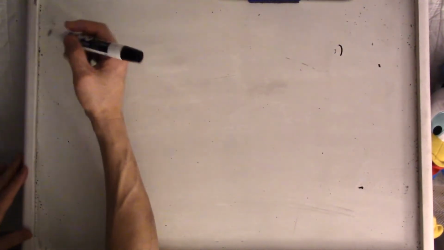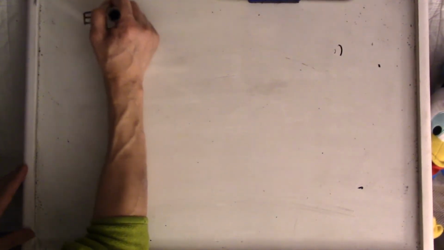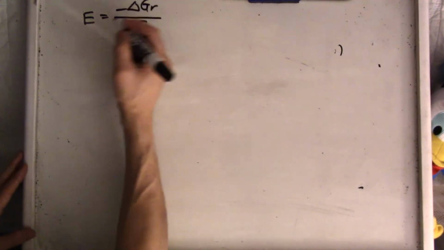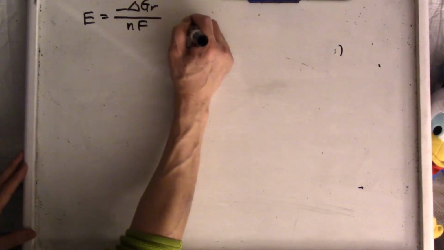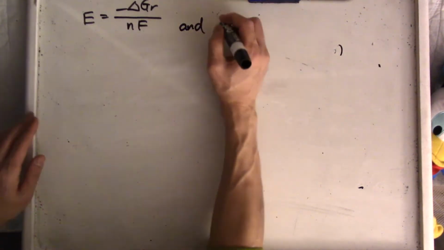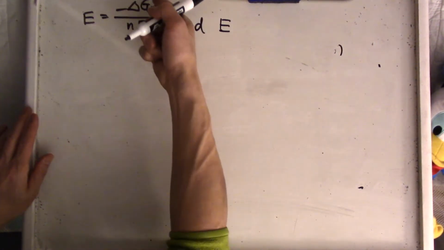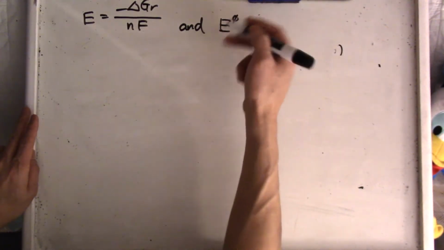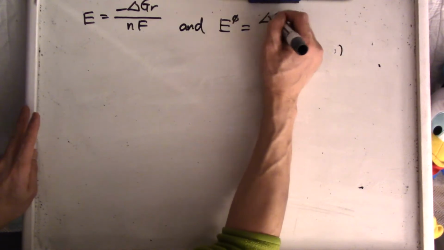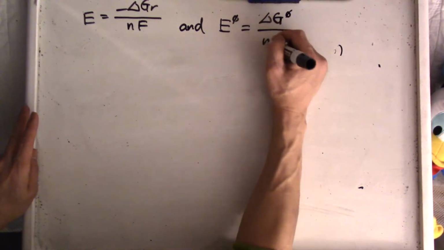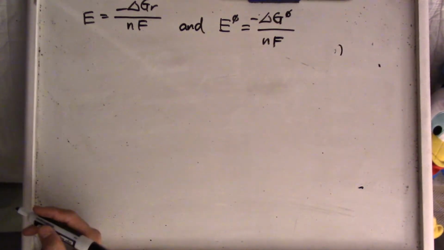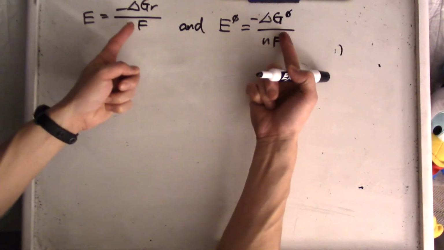So then, let me rewrite this. E is equal to minus delta G of the reaction over nF. Of course, if it's a standard delta G, then it's going to be the standard cell potential. So I'm just going to put E naught is equal to minus delta G naught over nF, and of course we need the minus of that. So this relates to delta G.